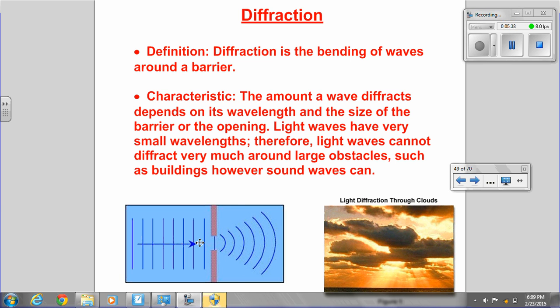Here you've got the waves coming, and as they're trying to go through this barrier, they will bend. And of course, like we said, how much they bend will depend on their wavelength and the size of the barrier that they're trying to go through. This could also be an example of diffraction, light diffraction through clouds. When you can see little bits of light peeking from around the clouds, that would be an example of light waves diffracting. Another example is if you're in a dark room and there's some type of opening around your doorway, you can still see inside. You can still have light in the room because that light is going to bend around that barrier.